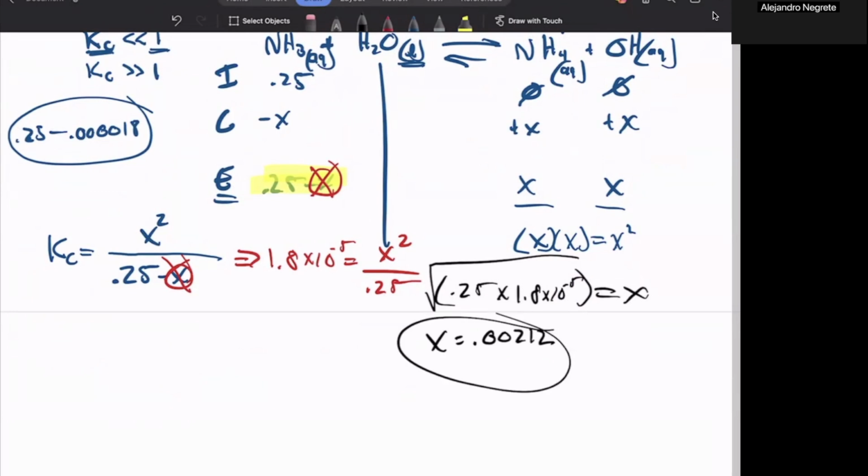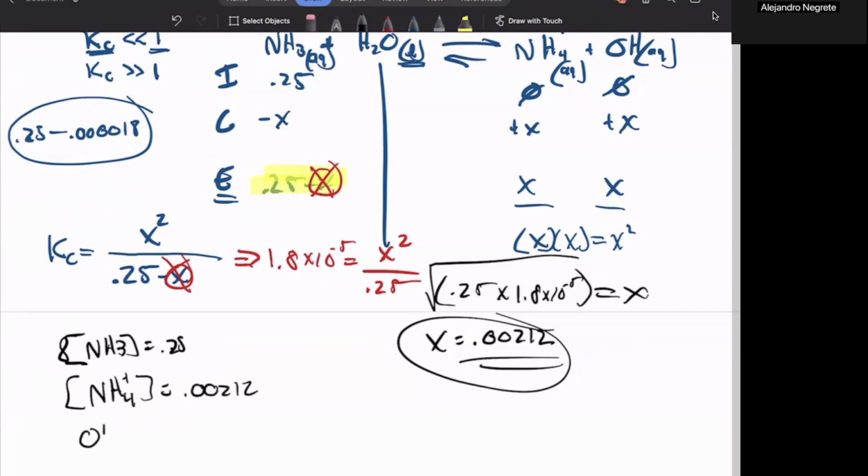So when we're looking at our equilibrium concentrations, because this number is so small here, we could just simply say that the concentration, we know what the value of x is. So 0.25 minus this is still essentially 0.25. But the concentration of ammonium is going to equal this x value, 0.00212, and then our equilibrium concentration of hydroxide is 0.00212. So now we know all of those concentrations, right?